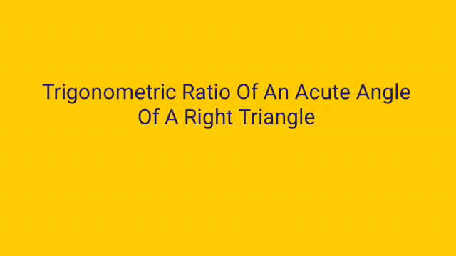of an acute angle for a right triangle. The most important task of trigonometry is to find the remaining sides and angles of a triangle when some of its sides and angles are given. This problem is solved by using some ratios of the sides of the triangle with respect to its acute angles. These ratios of acute angles are called trigonometric ratios of the angles.